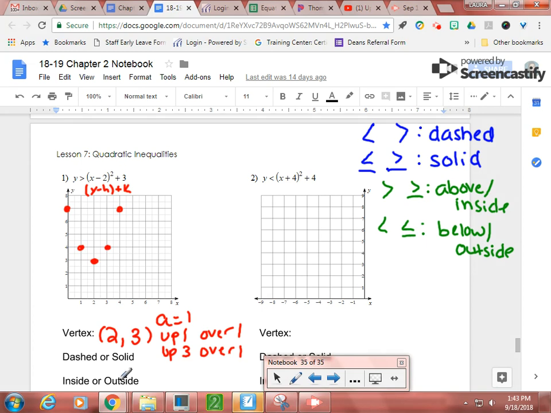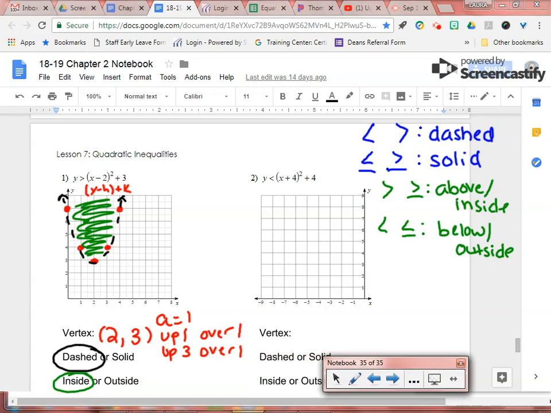Okay, so then I have to decide if this is dashed or solid. Because it's greater than and not greater than or equal to, it's going to be dashed. So you're making a dashed line on this. And then it says greater than. So greater than is bigger. So in this instance, that's going to be inside. Okay, bigger than. So if you start your pencil on the vertex, this is bigger than that.